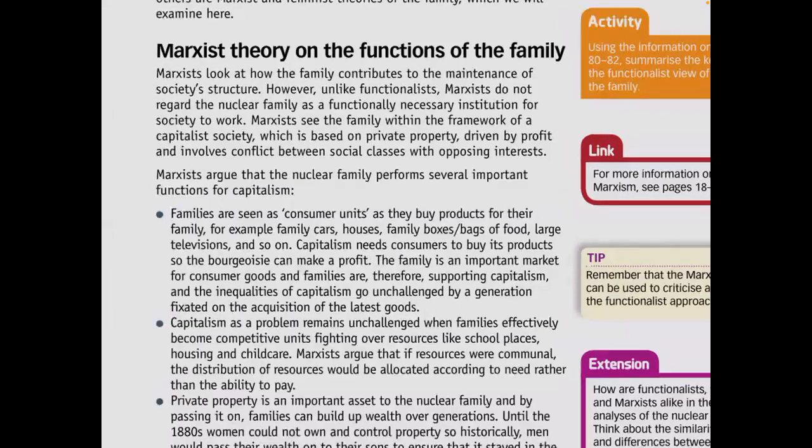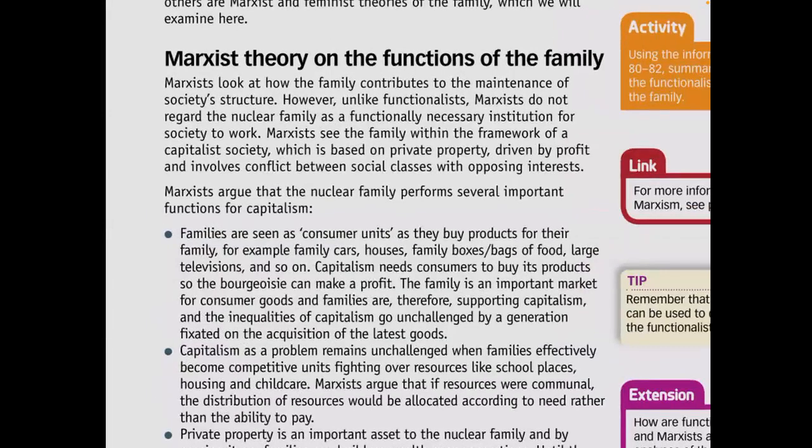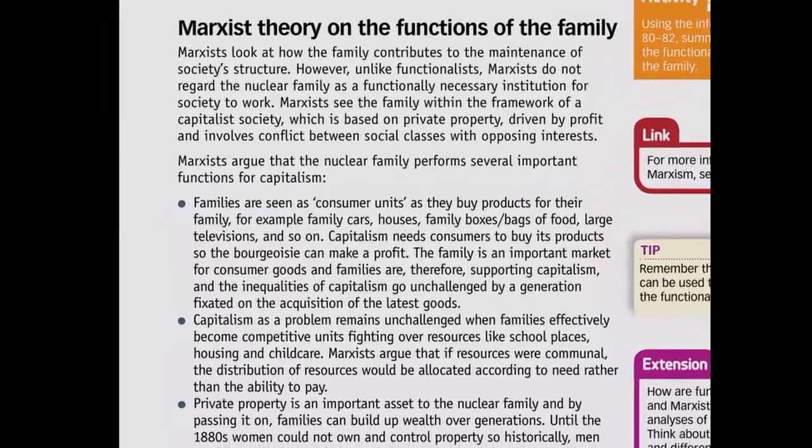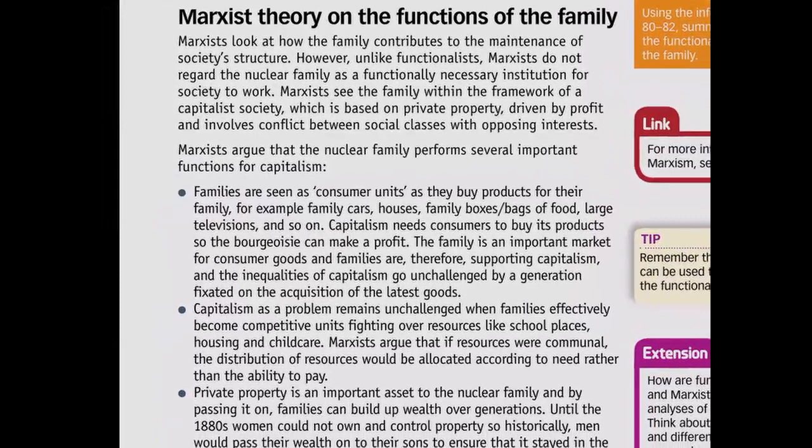So Marxists look at how the family contributes to the maintenance of society structure. However, unlike functionalists, Marxists do not regard the nuclear family as a functionally necessary institution for society to work. So they say that nuclear families are not important. Functionalists said that nuclear families are compulsory, but Marxists are saying that no, they are not compulsory. Marxists see the family within the framework of capitalist society, which is based on private property, driven by profit, and involves conflict between social classes with opposing interests. So Marxists look at the family from the perspective of a capitalist society.